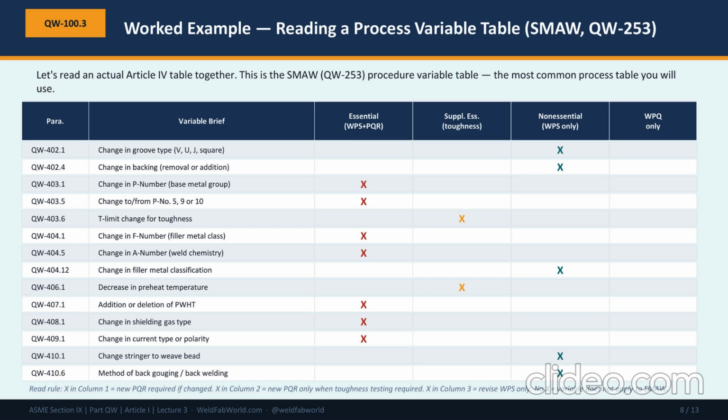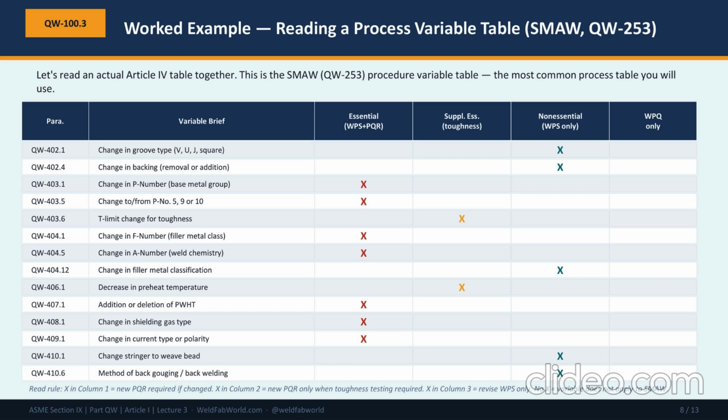QW403.6, T-limit change for toughness procedures. Column 2, supplementary essential. The base metal thickness limits for toughness qualified procedures only become essential when toughness testing is required. If you are not required to Charpy test, this variable is irrelevant.